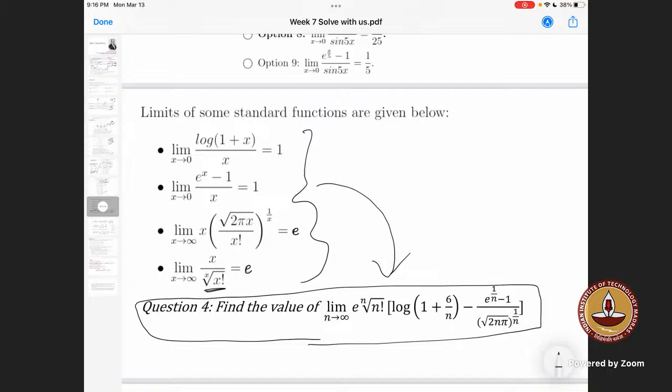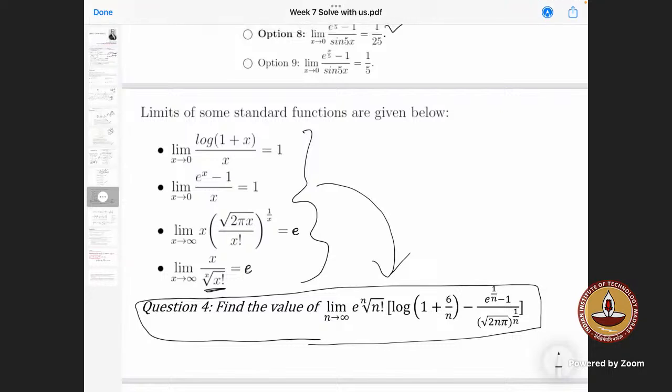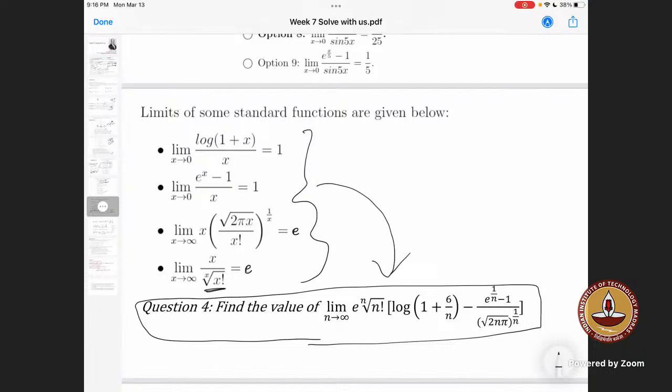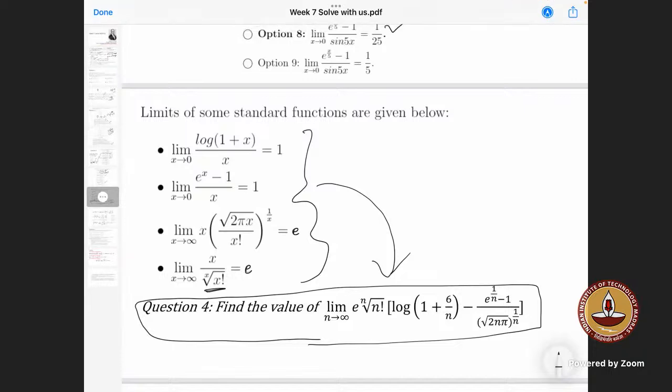Ayush, have you done? Alok? Yes, sir, I've done it. It is coming out to be 6 minus 1, 5. Yeah, 5 is the answer. Yeah, same for me.